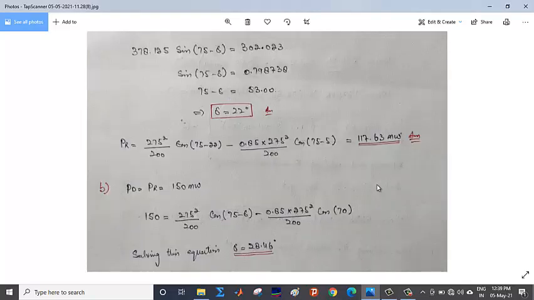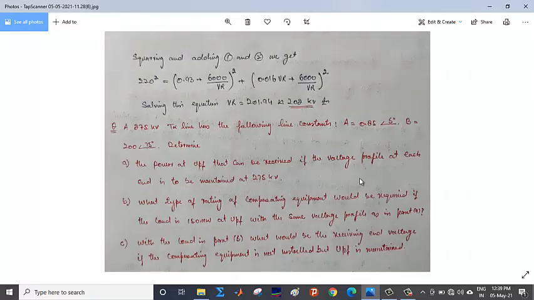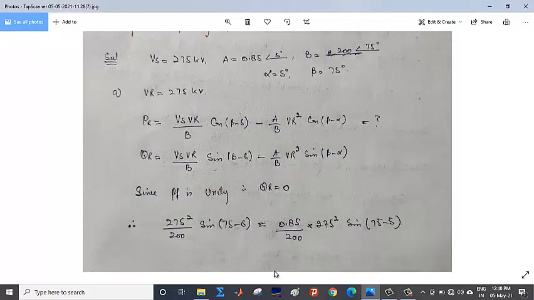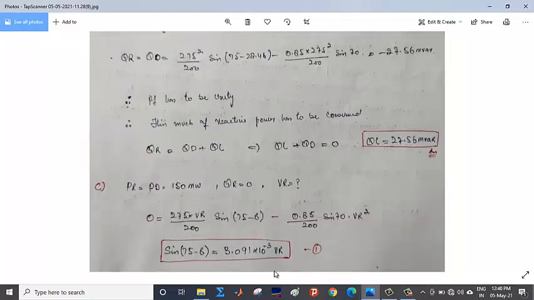Now, the last part of this question is: with the load in part B and unity power factor maintained, find the receiving end voltage if the compensating equipment is not installed. Otherwise, when the compensation equipment is installed, it again makes the receiving end voltage equal to the sending end voltage. So in this case, PD is equal to PR is equal to 50 megawatt. Again, QR is equal to 0. We need to find out VR.